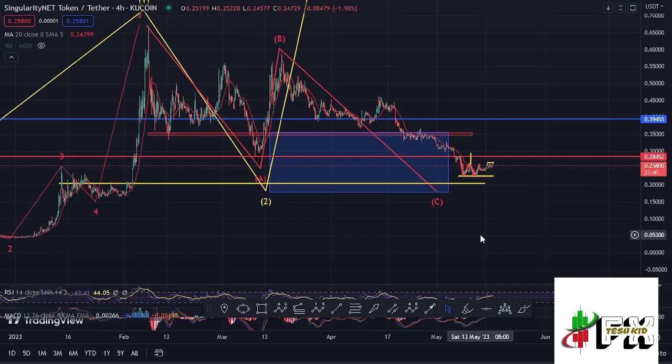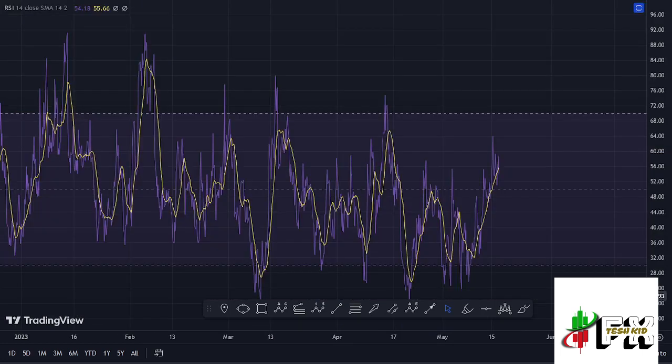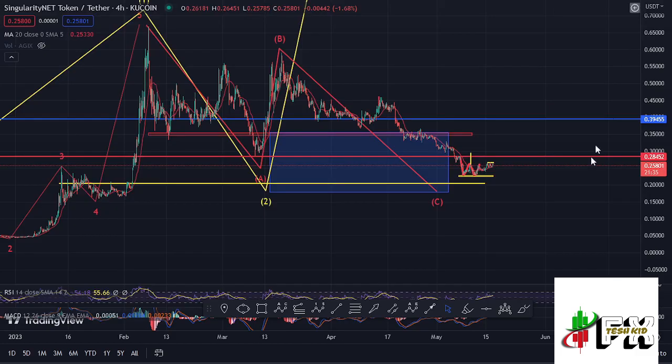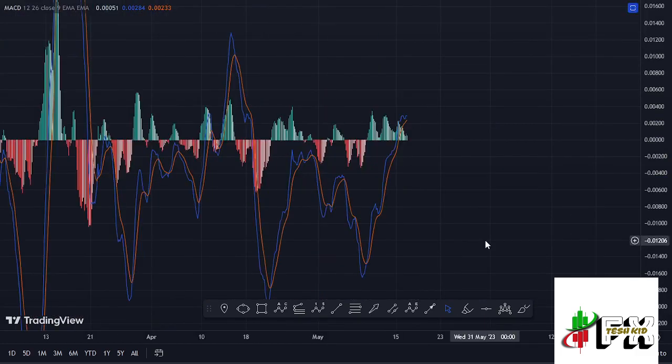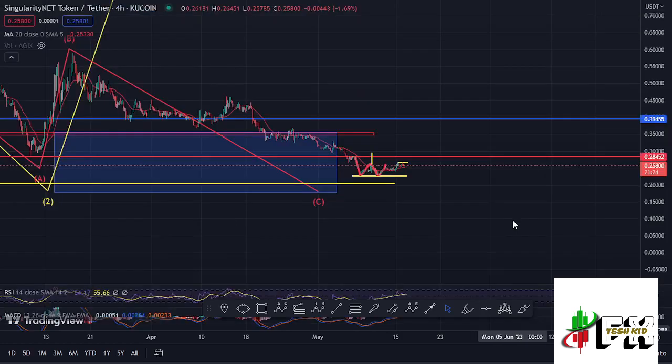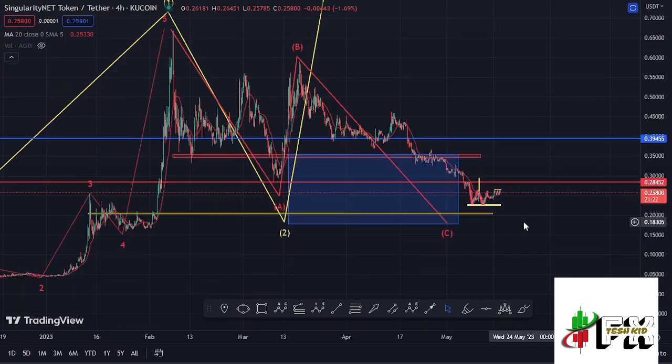And also taking a look at the indicators on the RSI, we are trading at around the 55 mark. Also taking a look at the MACD here on the 4-hour chart, we have been able to print a bullish cross suggesting further upside. So let's be patient and see how that plays out, and I'll be keeping you updated.